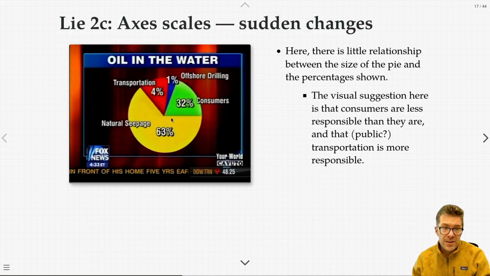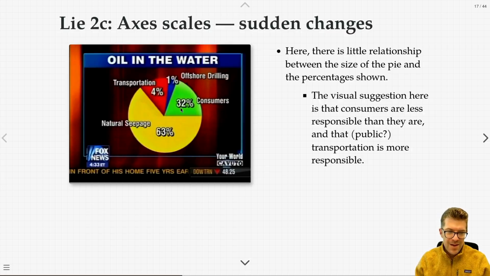And it also says, well, 4% comes from transportation. Look at this huge red area here compared to consumers. Like me as an individual, as a consumer, I don't have much of an influence on oil in the water, at least not apparently compared to transportation.